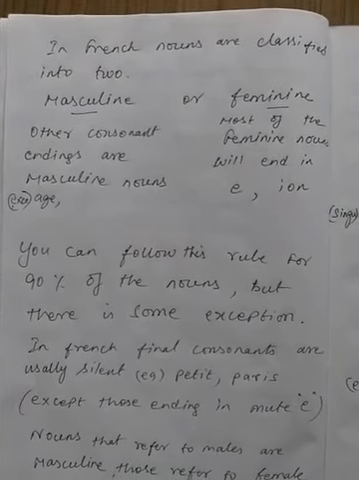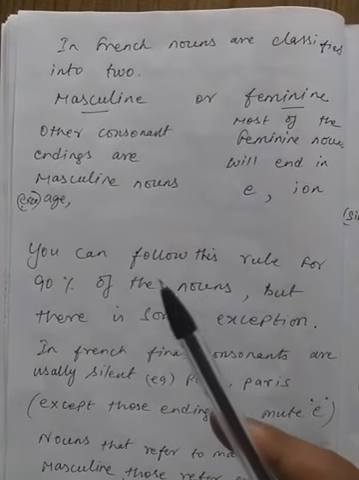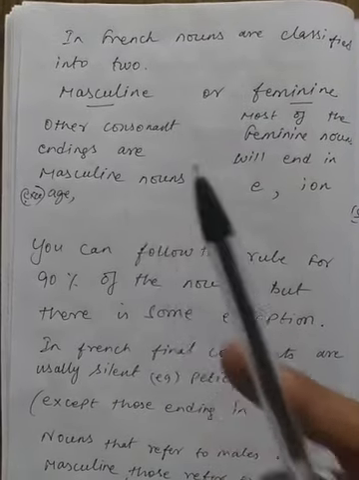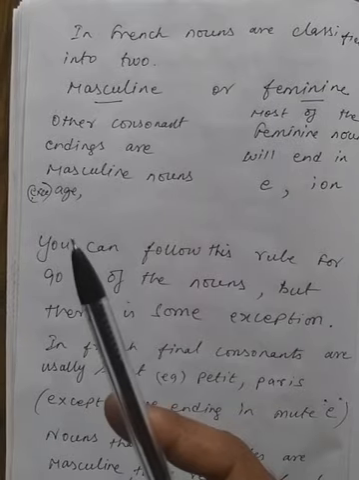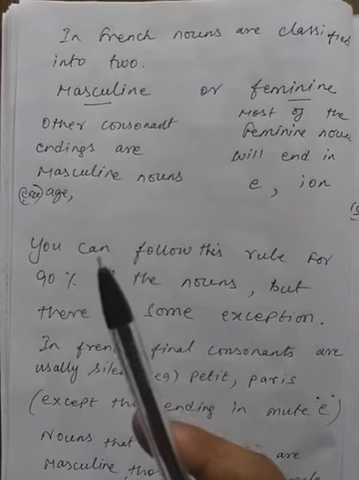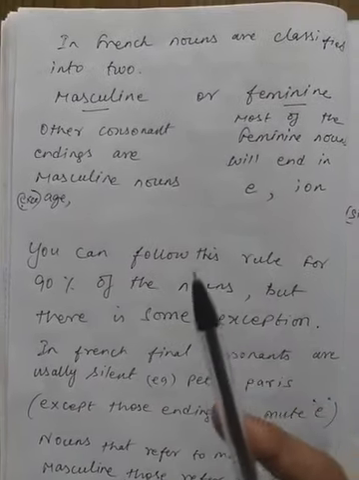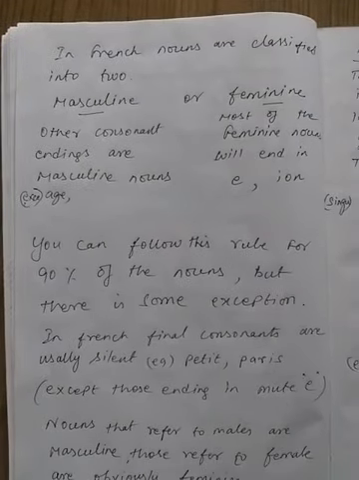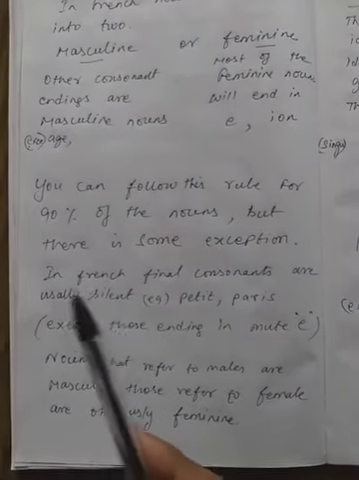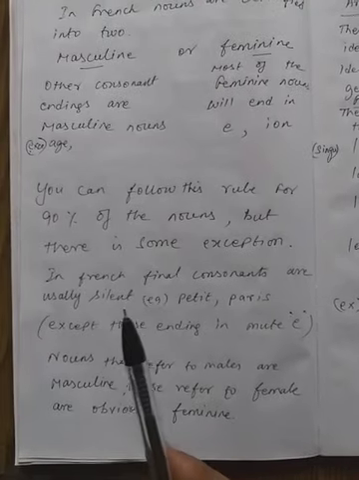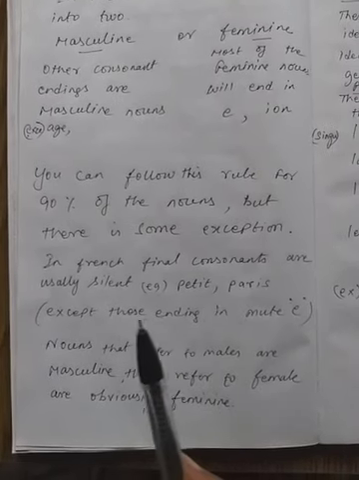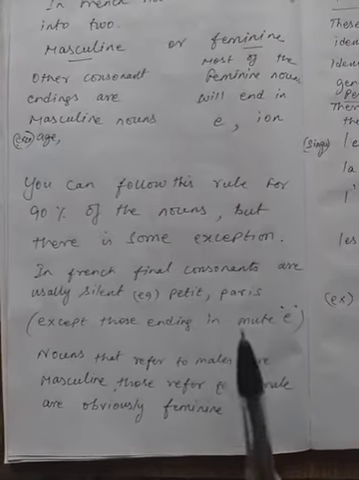There are some exceptions, where the noun ends with e but is masculine, or is feminine without the ending. We can't identify these by the endings; you have to learn and identify them. You can follow this rule for 90% of the nouns, but there are some exceptions that you have to learn.